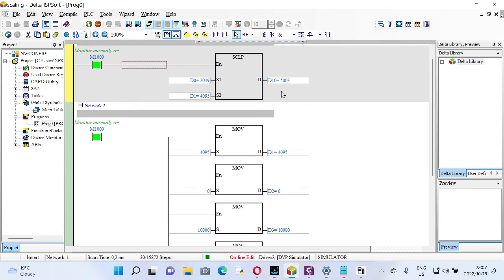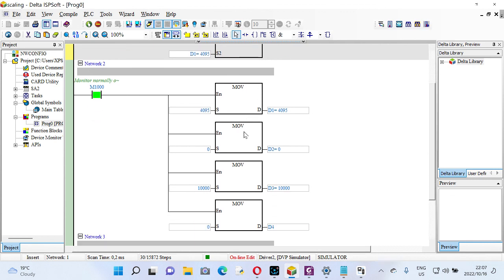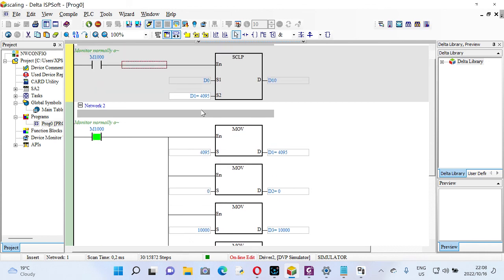So just change your limits. If you change your limits, you get your proportionality, depending on what you have. You can change the limits of the input signal, let's say from 0 to 5,000 or whatever. It gives you that proportion. It's directly proportional. So this is how we scale. This is a simple scaling in Delta PLC.